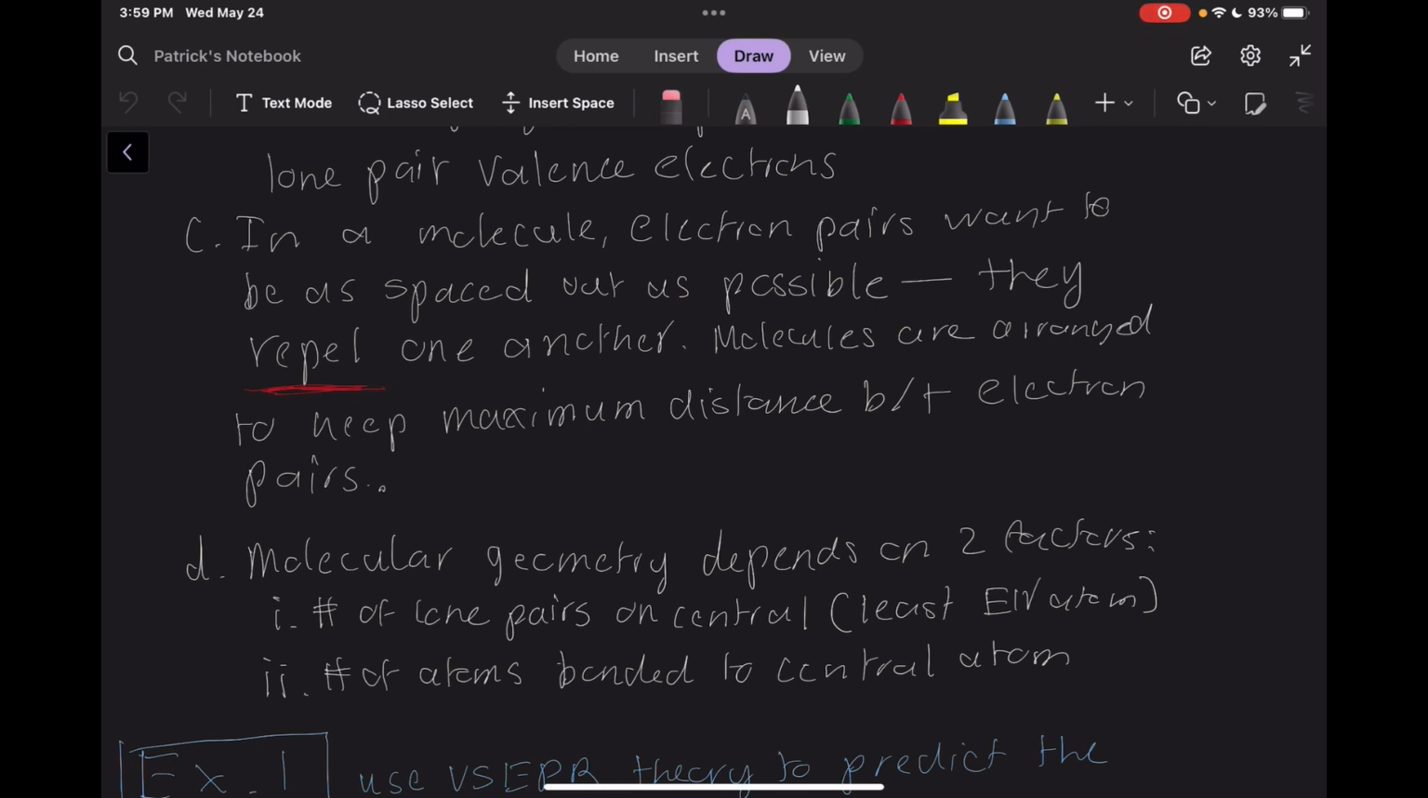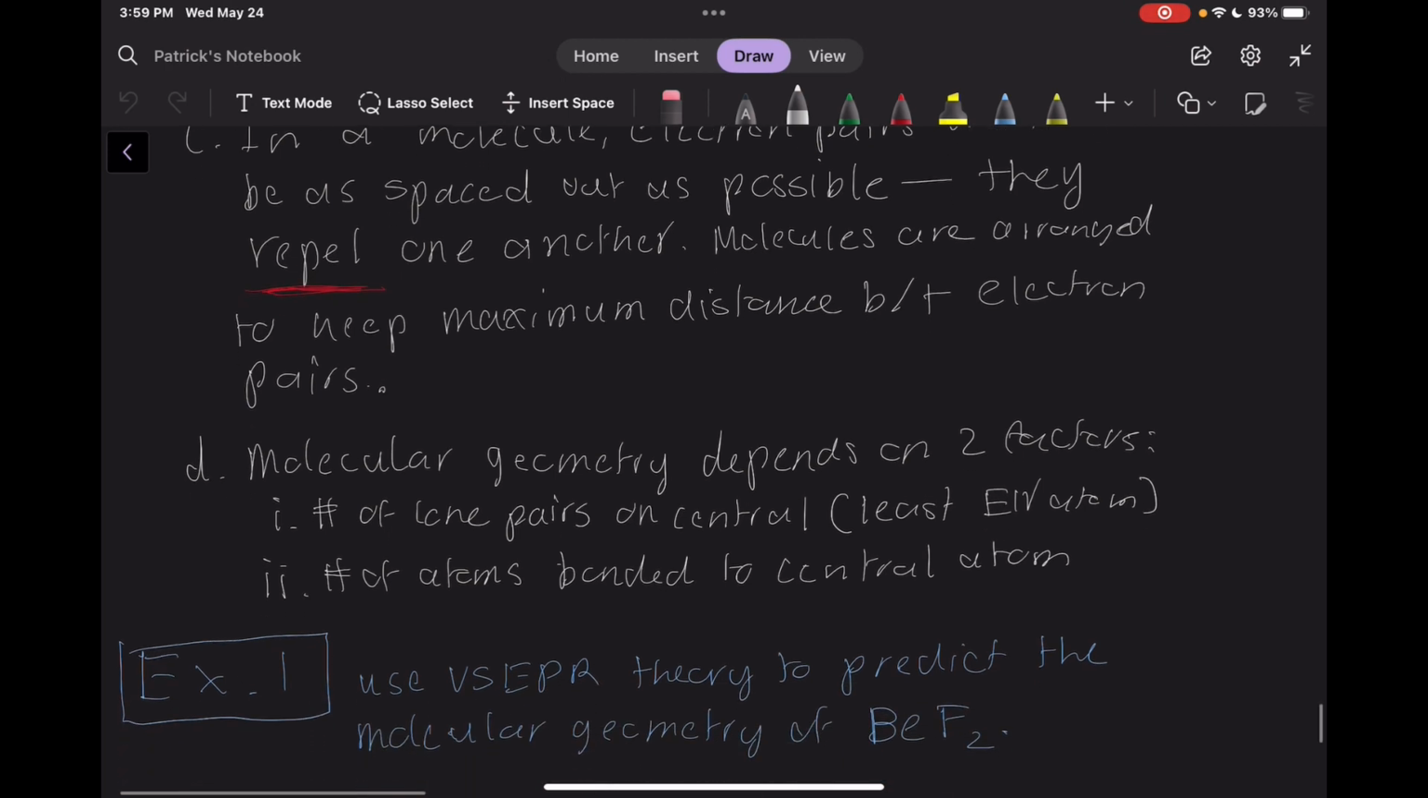Determining the molecular geometry of a molecule demands that we look at two properties of said molecule. First, we need to count how many lone pairs are on the central or least electronegative atom. Second, we need to see how many atoms are bonded to that central atom. With these two numbers, we can refer back to our table, or another more comprehensive table as the case may be, and predict the molecule's shape and structure.